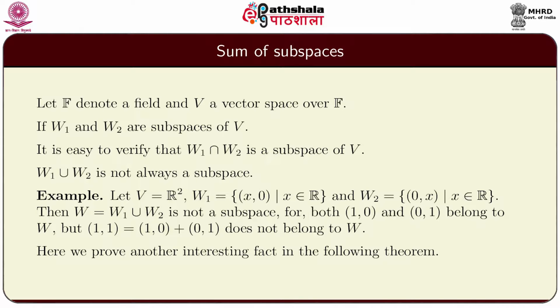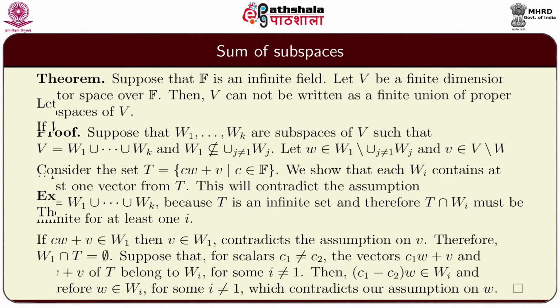Now we prove a very interesting fact which says that if F is an infinite field and V is a finite dimensional vector space over the field F, then V cannot be written as a finite union of proper subspaces of V. Here the infinite field plays a very important role, because this statement is not true if F is not an infinite field. Let us prove this statement.